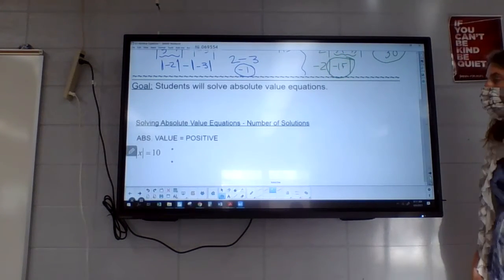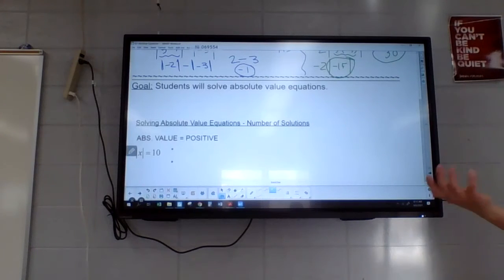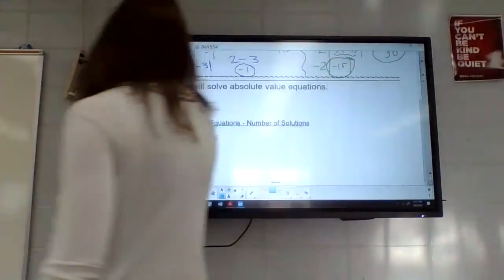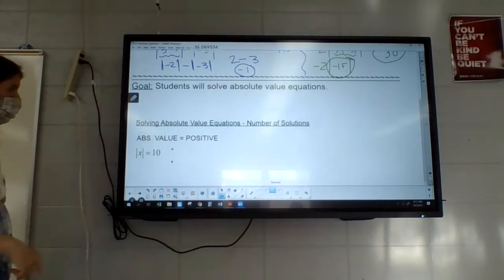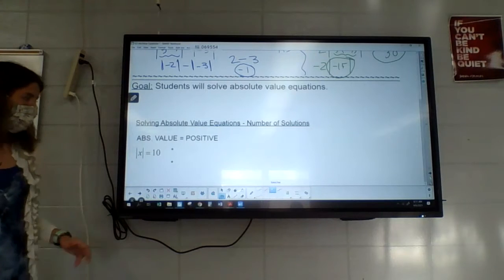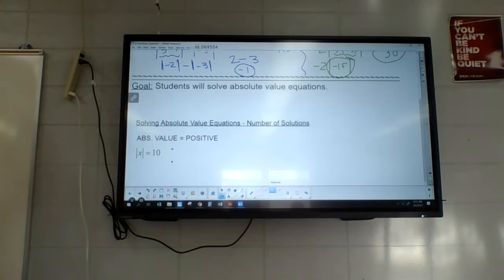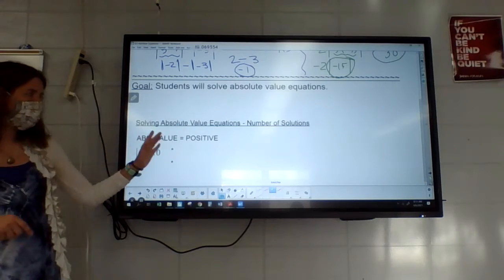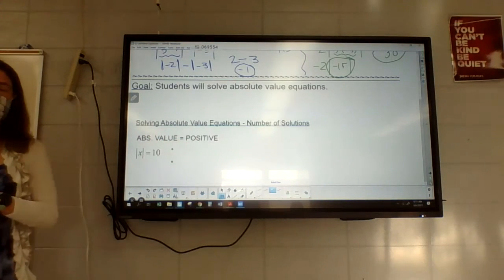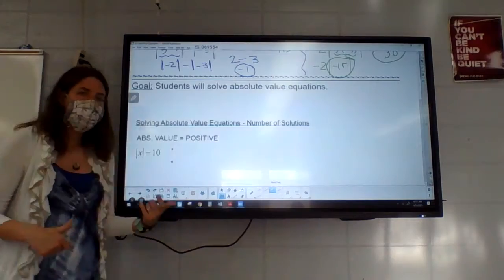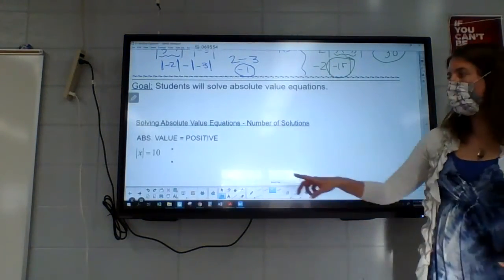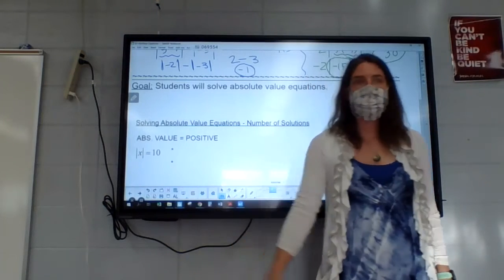But, so we're talking about solving absolute value. So when I look at a problem like this, this is supposed to be a problem to think about: the absolute value of x equals 10. So I have an absolute value symbol equaling a positive number. What values for x would make sense for this problem? What values could be the value of x?